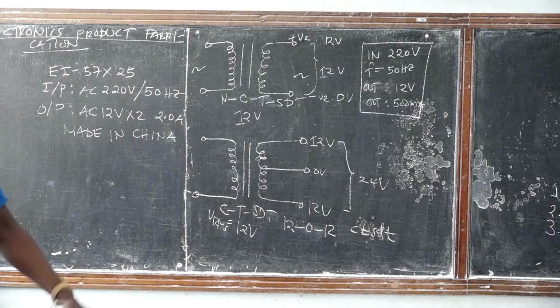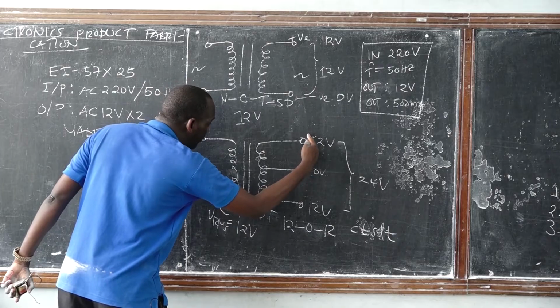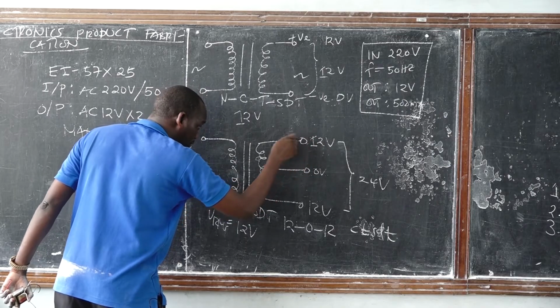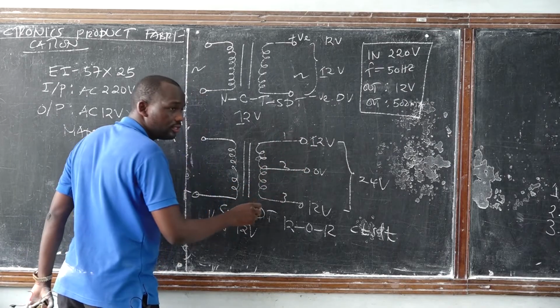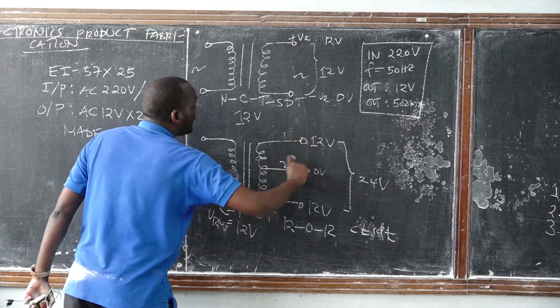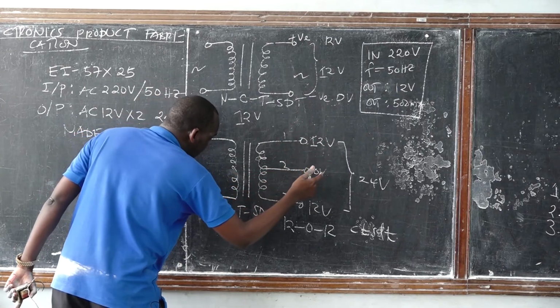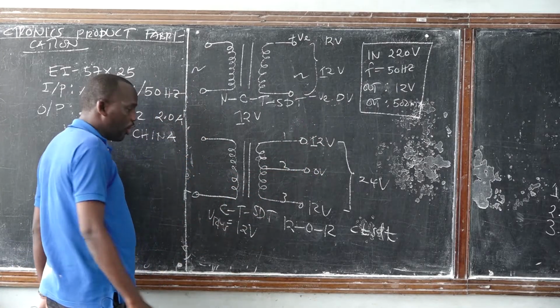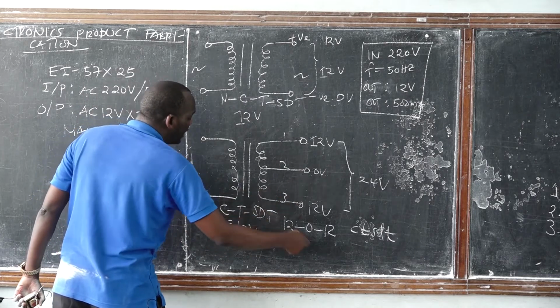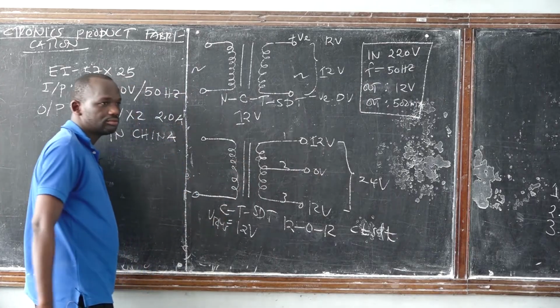The times 2 is another indication to tell you that this is a center tapped transformer. Let us label this first, second, third. You may draw 12 volt when you connect the rectifier unit with terminal number 1 and terminal number 2. Or you may get 12 volts when you connect the rectifier unit with terminal number 3 and terminal number 2.